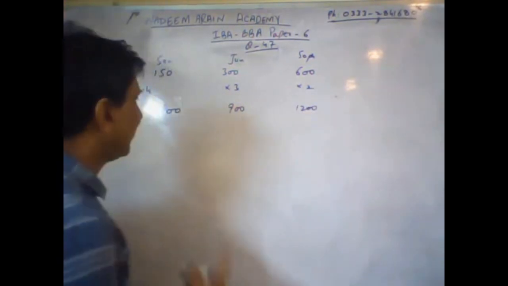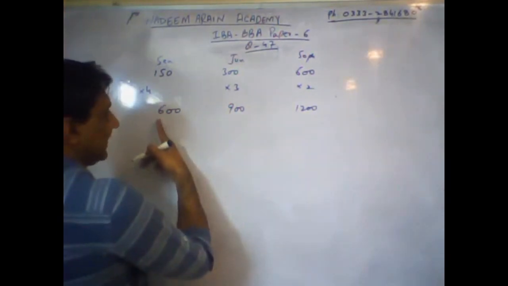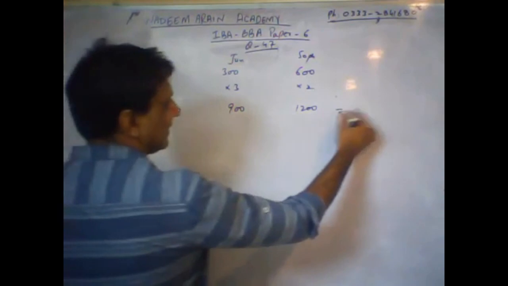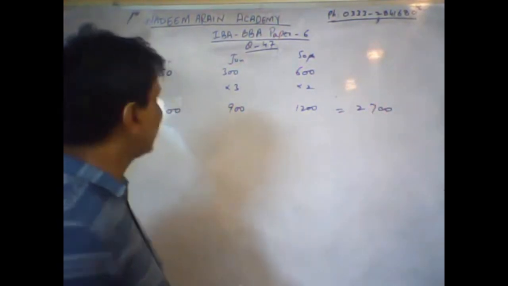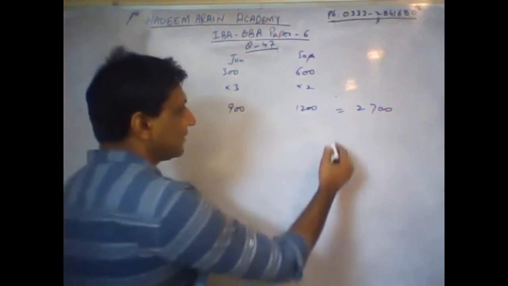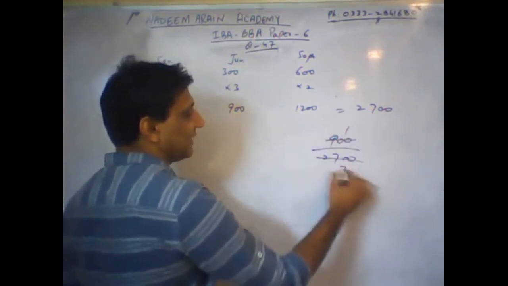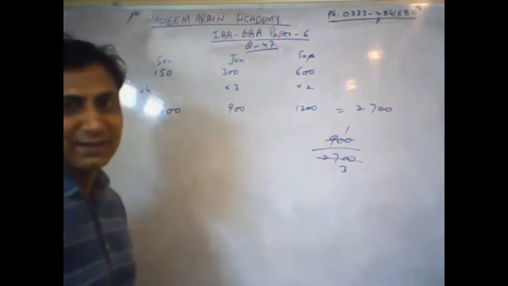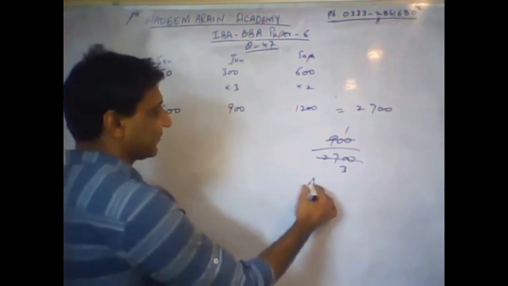So there will be a total of 1200 plus 900 plus 600, which is 2700 tickets in the lottery. Now we need to find the probability of getting a junior, that is 900. So 900 out of 2700 gives 1 upon 3. So the probability of getting a junior is 1 upon 3. That is option A.